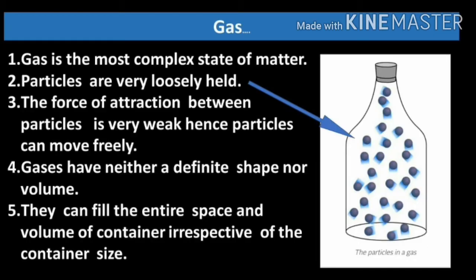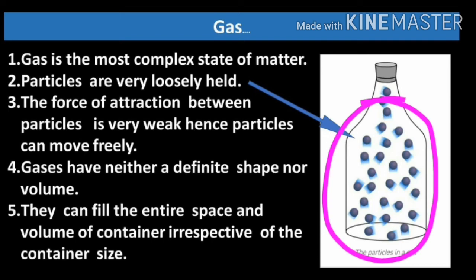Now the next state of matter is gas. Gas is the most complex state of matter. Now we will discuss the properties of gas. Particles are very loosely held. You can see in the picture, particles are very loosely held.